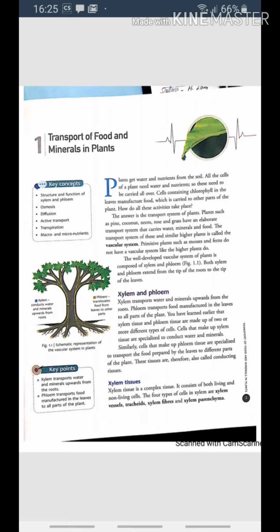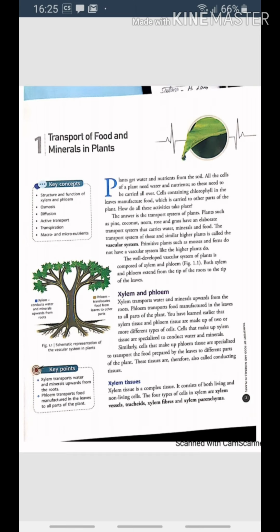Once water is absorbed, its concentration in the root hair cells becomes more than that in the adjacent cells of the inner tissues. This process continues until water reaches the xylem tissue in the root. Thus, water moves from the root hair cell through the root cortex to the xylem in the root. Inside the xylem, water travels upwards from one cell to another against the force of gravity.